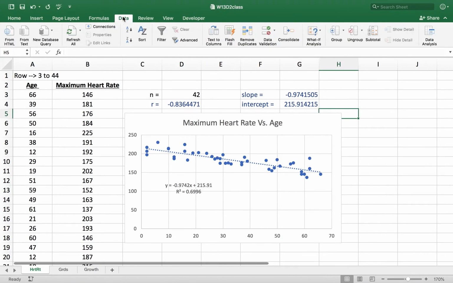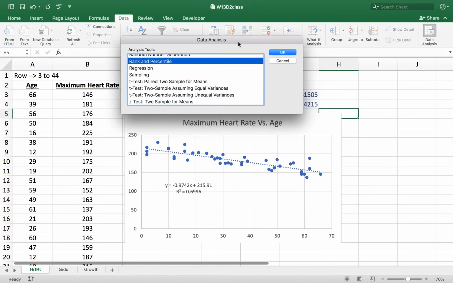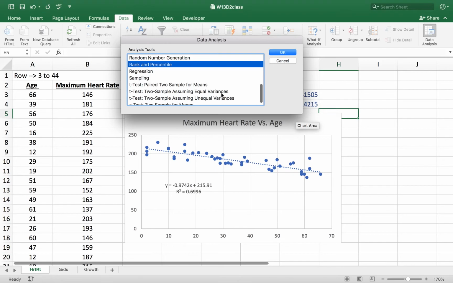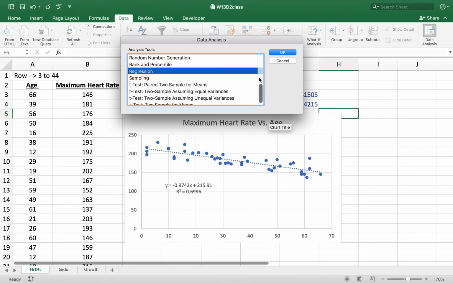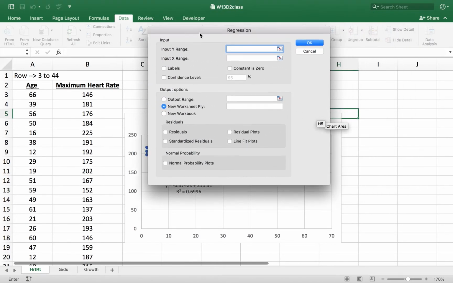Remember, we go to the data ribbon, and all the way to the right, when we were checking to make sure that this pack was installed, there's a little button that says Data Analysis. You want to click that. This will look slightly different on a PC, but hopefully largely the same. We have a lot of different analysis options. We want to select the one that says Regression. They're in alphabetical order. Hit OK. And we'll get a dialog box that looks something like this.